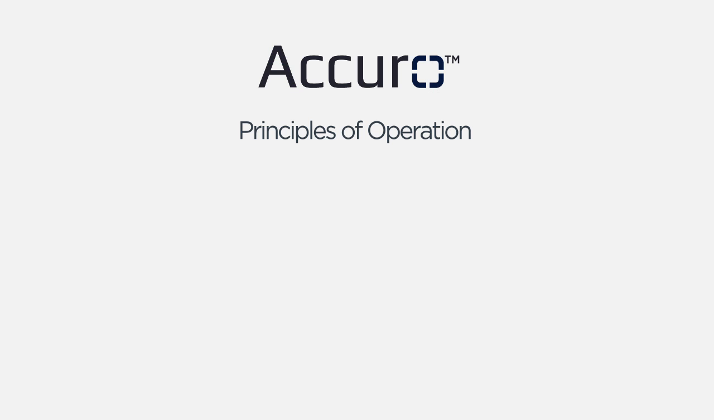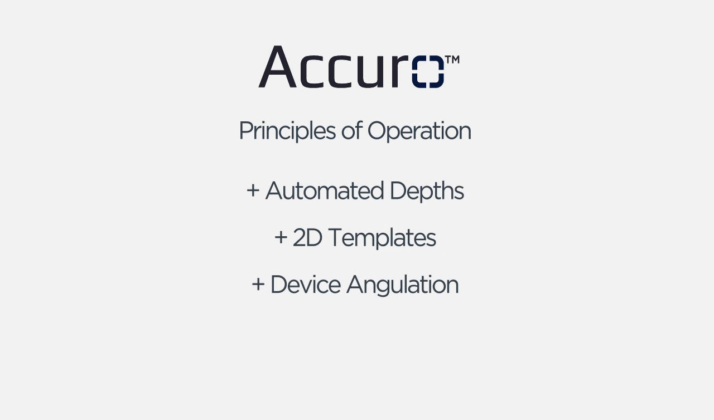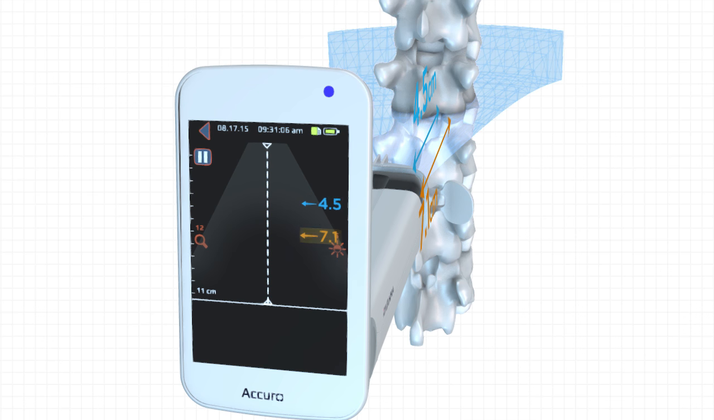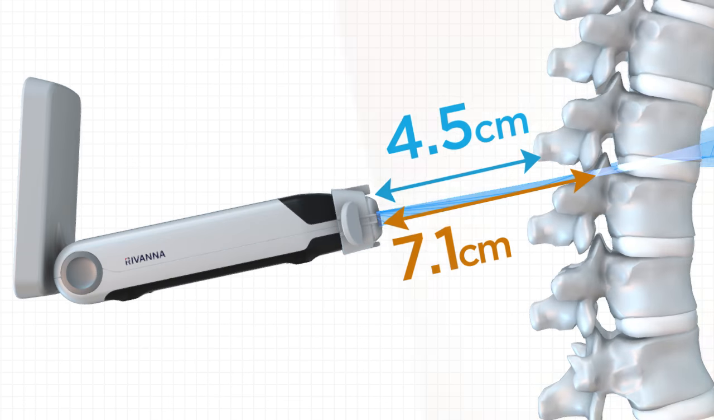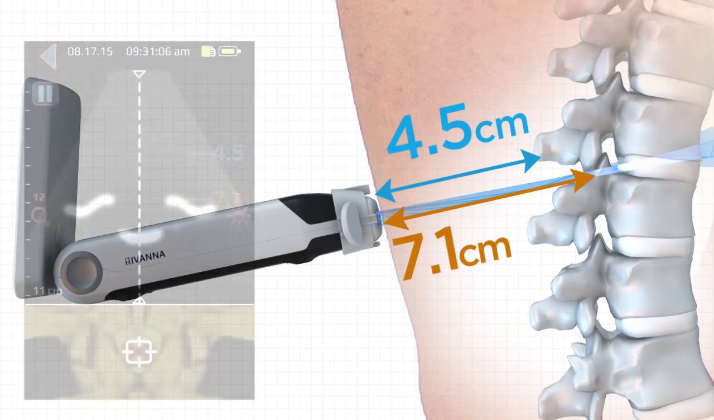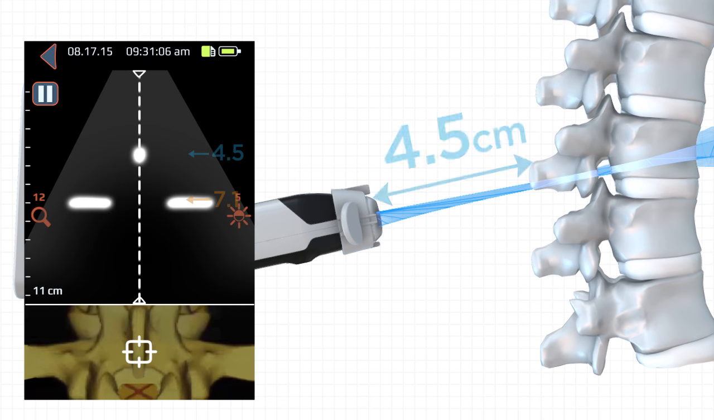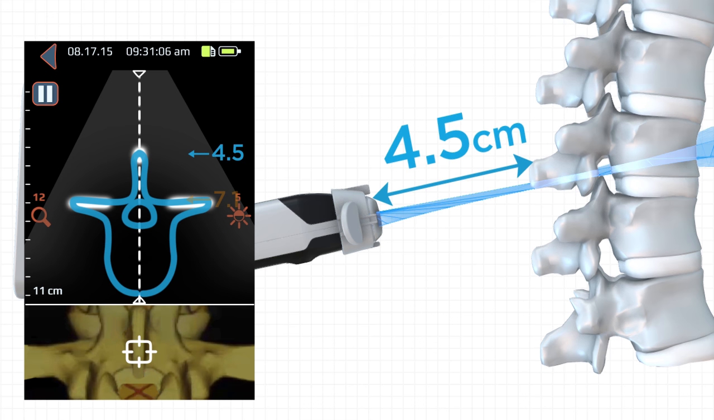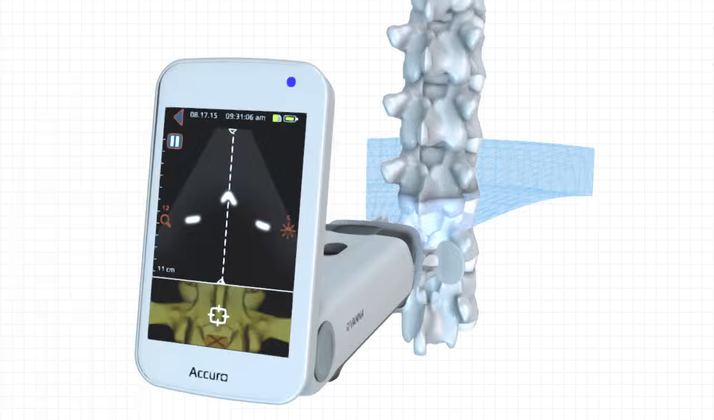The Accuro automates the measurement of the depth to the spinous process tip and the epidural space and displays these depths as blue and orange numbers within the 2D ultrasound image. When the ultrasound beam intersects a spinous process, a blue outline of a spinous process is displayed on the 2D ultrasound image, and the 3D spine indicator shows alignment between the target and the spinous process.